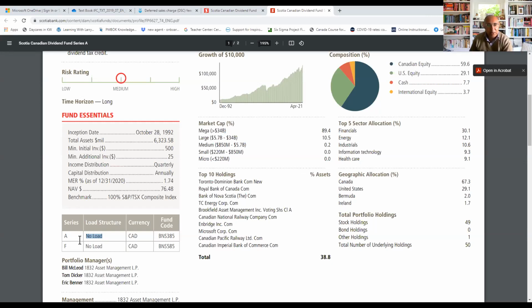So we're talking about the load. No load structure means that there's no fee when you buy and no fee when you sell.